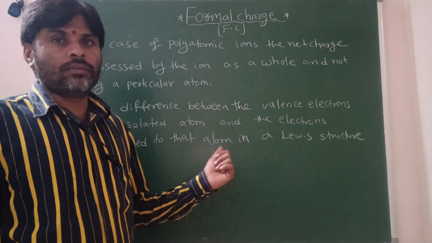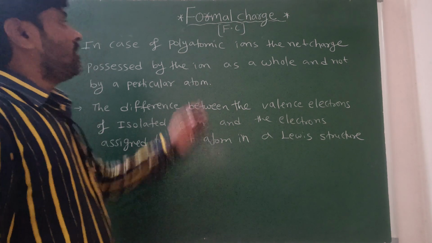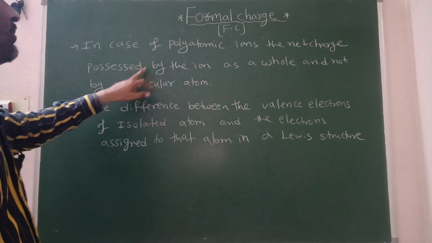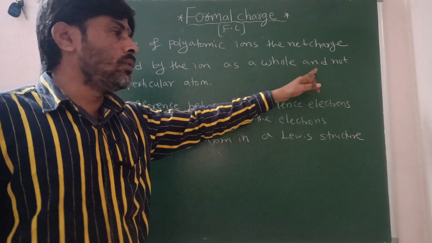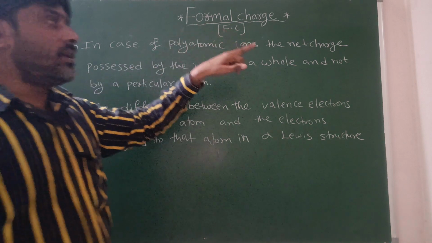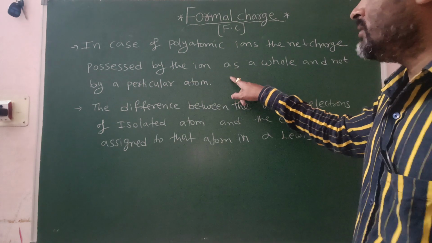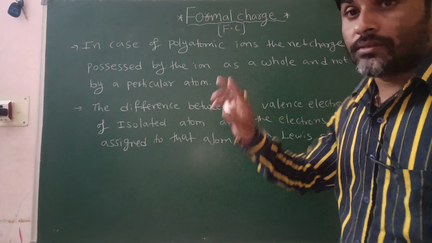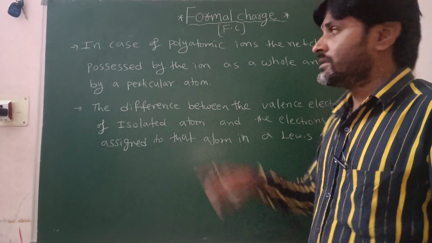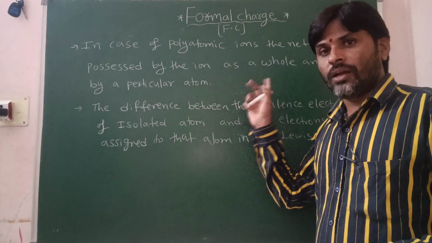Okay, now we are going to discuss formal charge. In case of polyatomic ions, the net charge is possessed by the ion as a whole and not by a particular atom. That formal charge is not by a particular atom. It is for the whole ion.